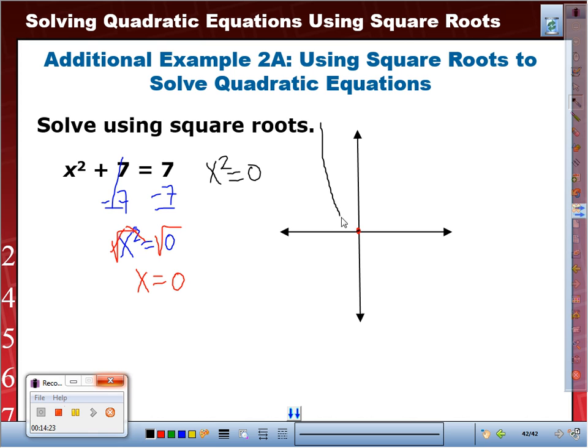So my parabola goes through there. But if it touches the x-intercept, doesn't that mean it's not a solution? It is a solution. Here it is. This is my solution. If it's touching, there is an x-intercept. What is my x-intercept? What is my solution? 0. Okay. It's just one of those. Right. 0. Root.